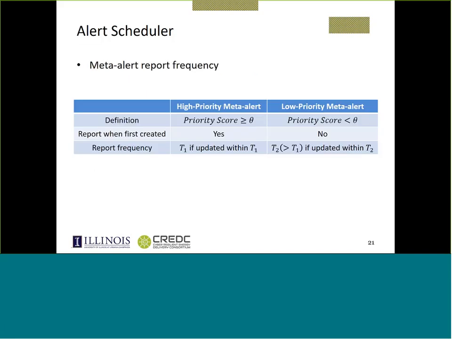After we get the priority score for the meta alerts, we classify them as high priority or low priority based on the score. High priority meta alerts are always reported immediately when first created, and after that reported with a small period if they are updated during that period. Low priority meta alerts are not reported immediately upon creation, and are reported with a large period if they are updated during the period.